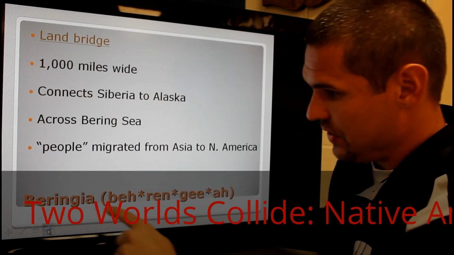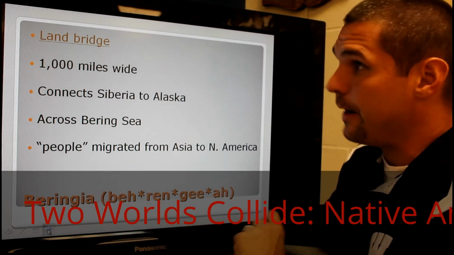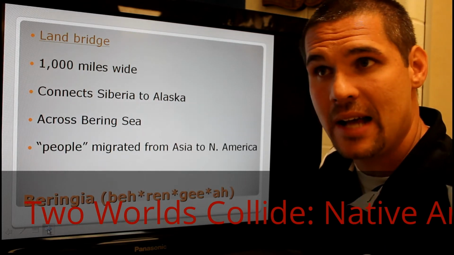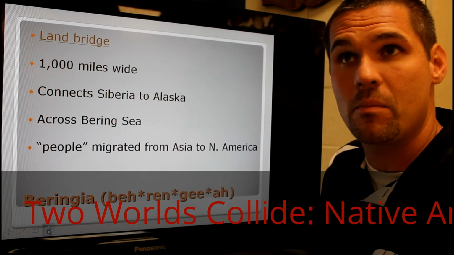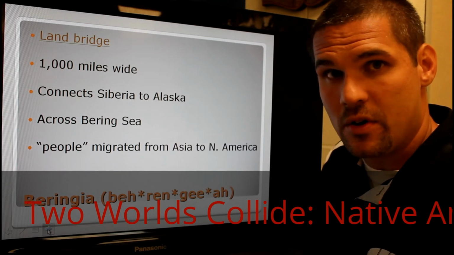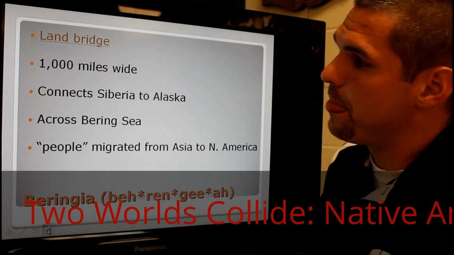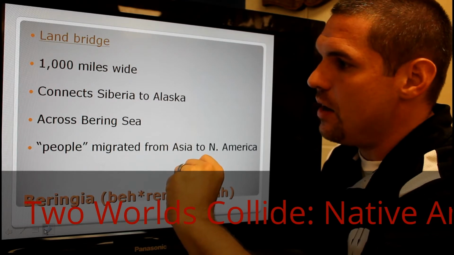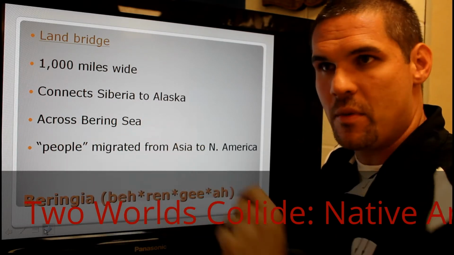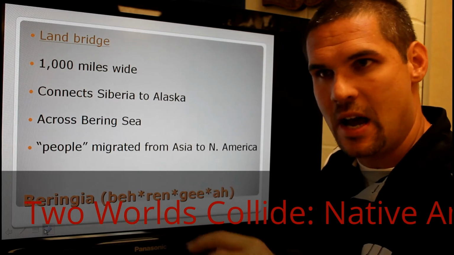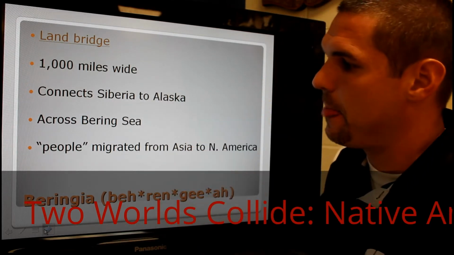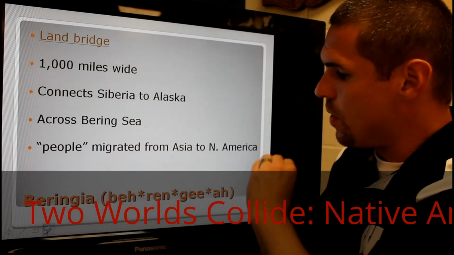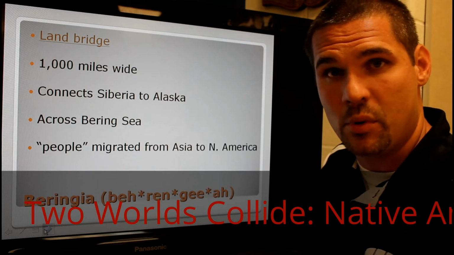Beringia, as you can see the pronunciation here, was a land bridge that connected Siberia to Alaska. Siberia being the most eastern part of Russia, or the Asian continent. So it connects Siberia to Alaska, and this land bridge then allowed a crossing of the Bering Sea, that water that is now between Russia and Alaska. So people would migrate from that continent into North America by using that land bridge.